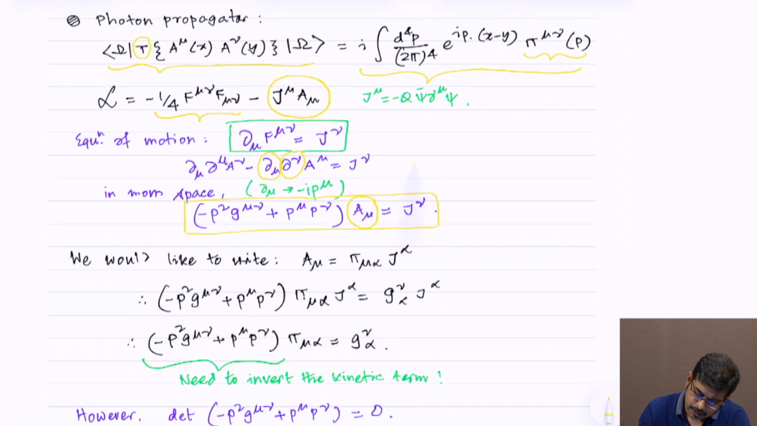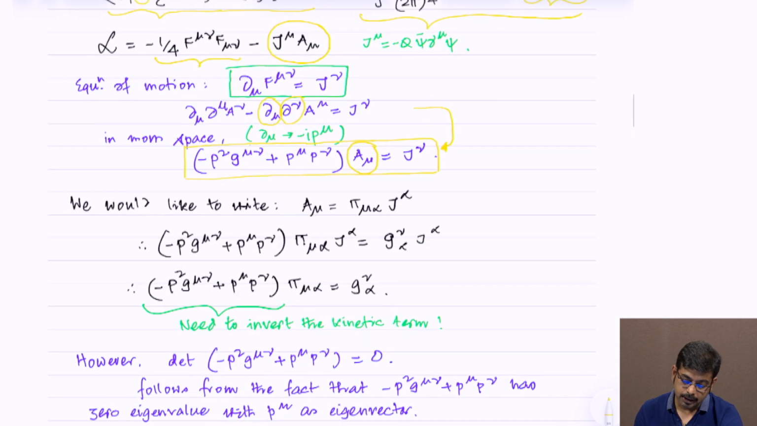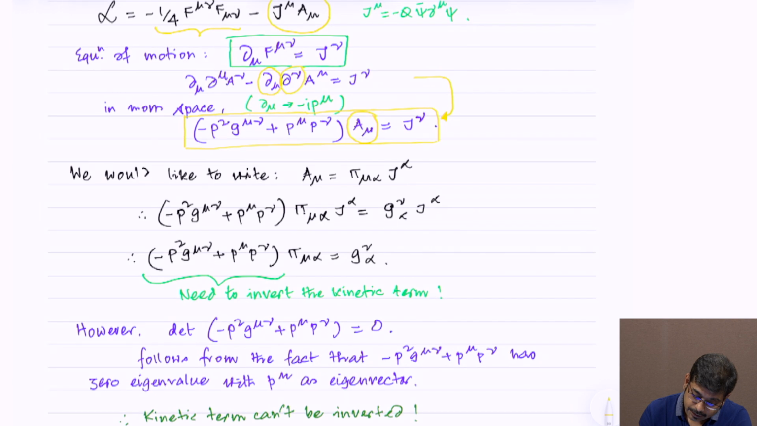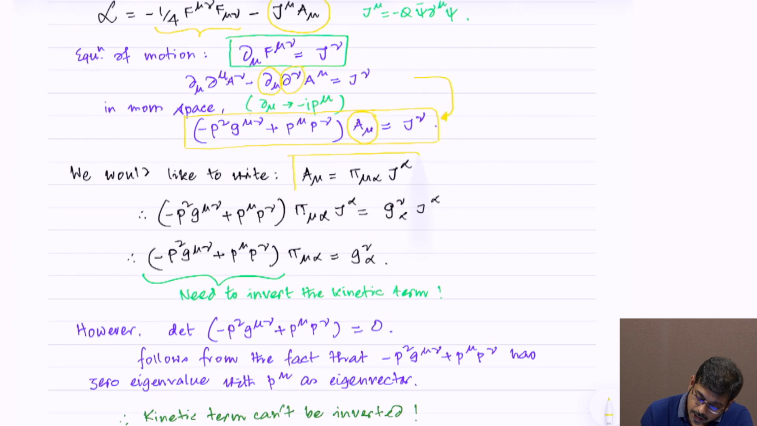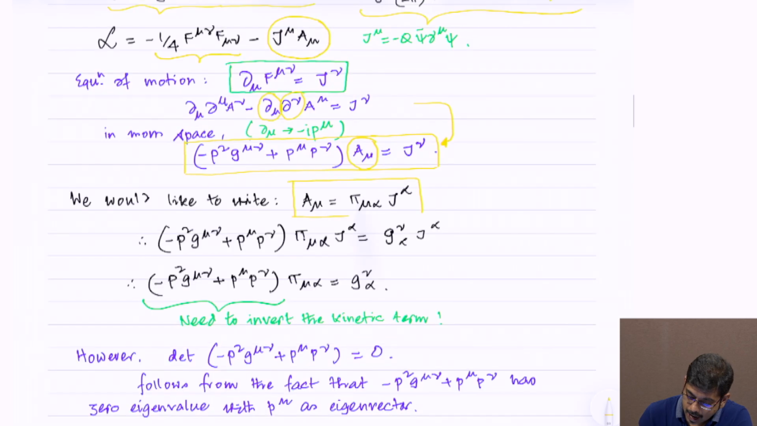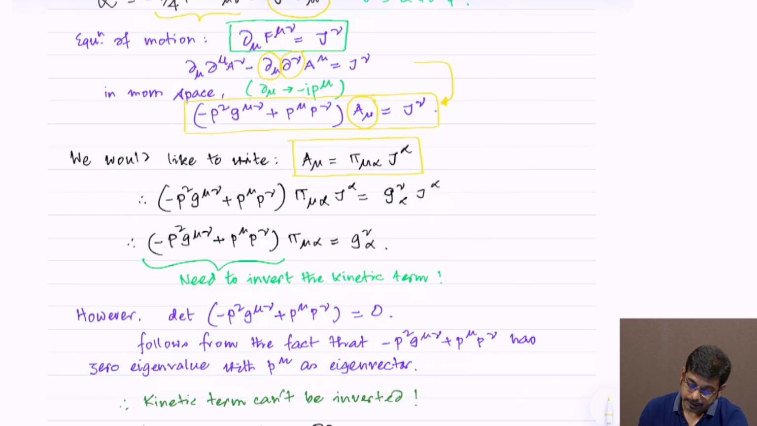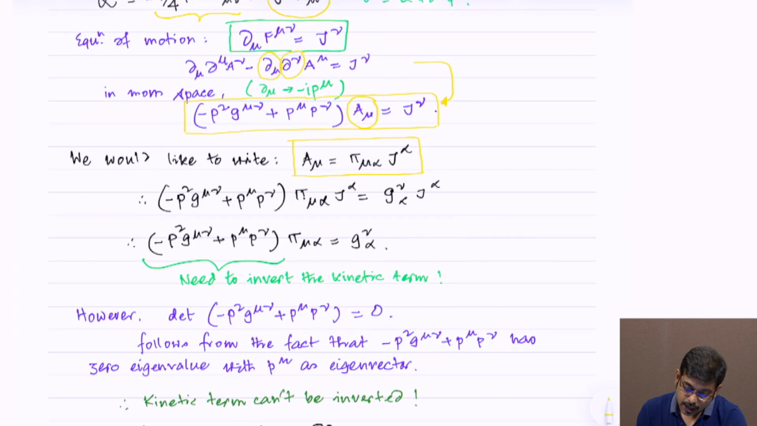So, a little bit of algebra. This is not very difficult to do. So, this is how exactly we have this equation. Now, what we want to do is write A_μ equal to Π_μα J^α, and this Π_μα will actually give us the propagator. So, this is what we want to do: A_μ equal to Π_μα J^α, this is how we want to write. So, let us do that.